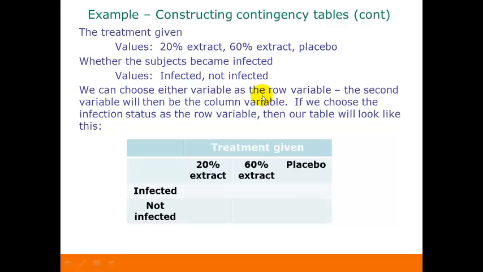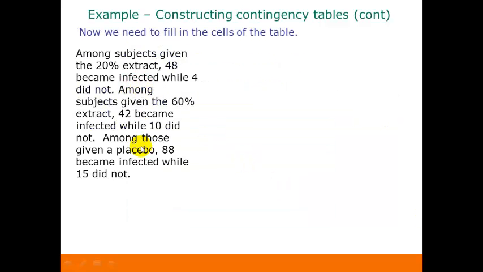Okay, so to construct our table, we've got our variables and the values, and we can choose either variable as the row variable, and then the other one will just be the column variable. So if we choose the infection status as the row variable, then our table is going to look like this. For our row headers, we've got the two values for that variable, so infected and non-infected. For our column headers, we've got the three values for the treatment, so either the 20% extract, the 60% extract, or the placebo. So now we've got our headers done, and now we just need to fill in the cells of the table. So here's the information that we were given with the actual numbers. We're just going to put these in the appropriate places in the table.